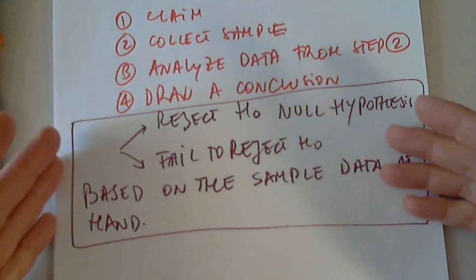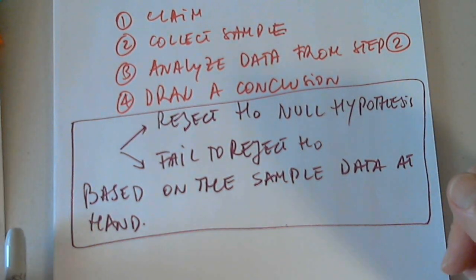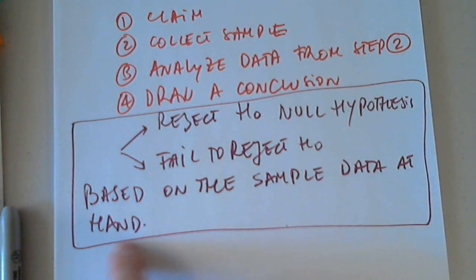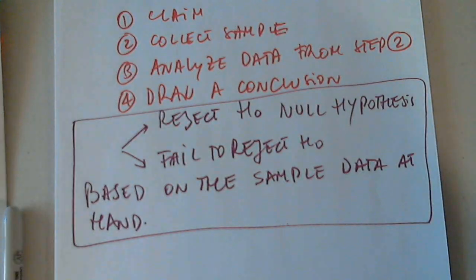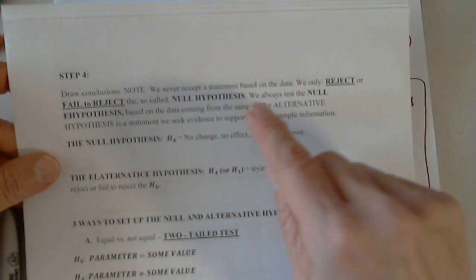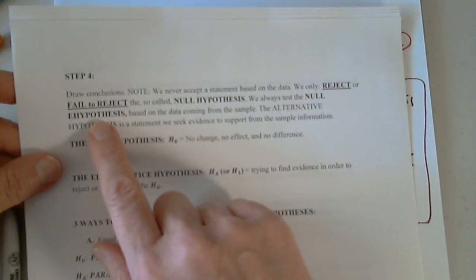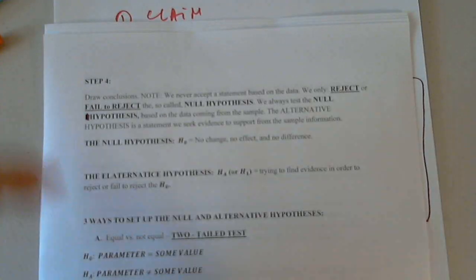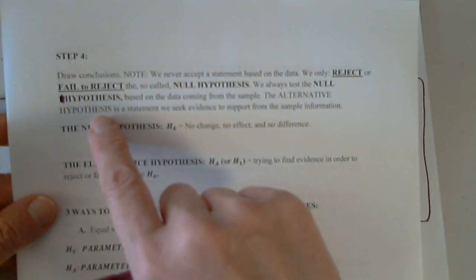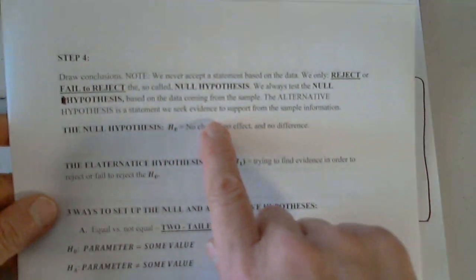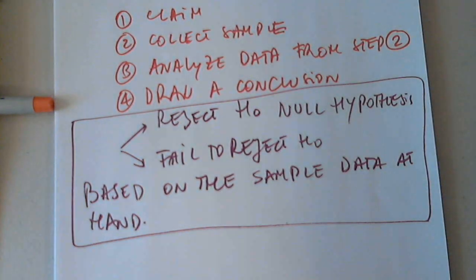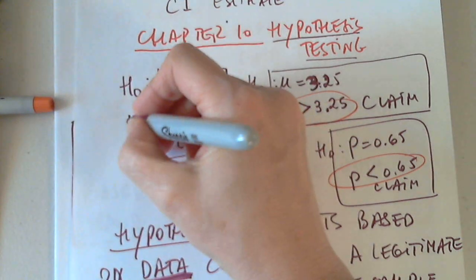What if I repeat the experiment? Will I get the same answer? Maybe, maybe not. So I have to write this based on the data at hand. We always test the null hypothesis based on the data coming from the sample. The alternative hypothesis is the claim we seek evidence to support from the sample information.